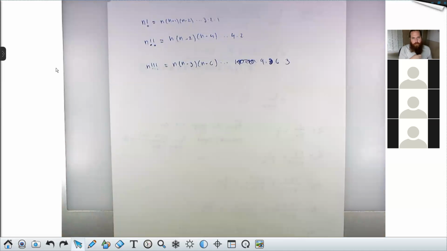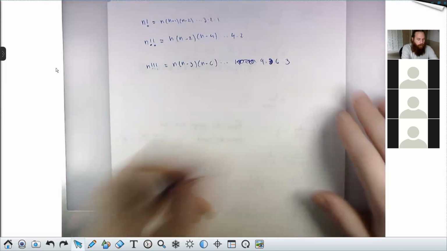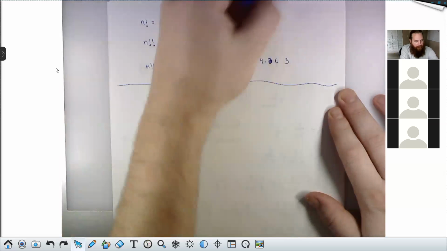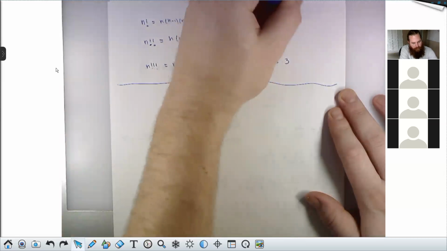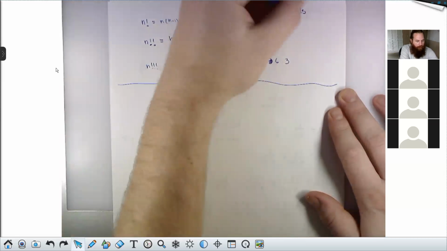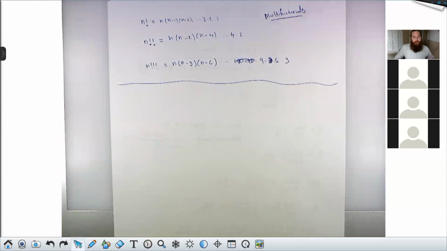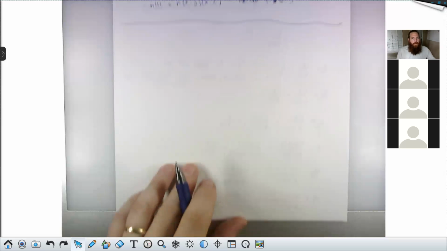It's just a special notation for products like this, but you don't need to know this. They're called multifactorials. You can look at the Wikipedia page if you want, but I'll never use that notation on a test. I'll never expect you to use that notation. It was just a way for me to enter that into Wolfram Alpha. Okay.